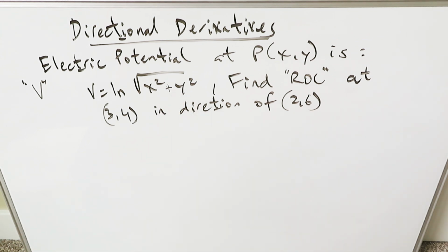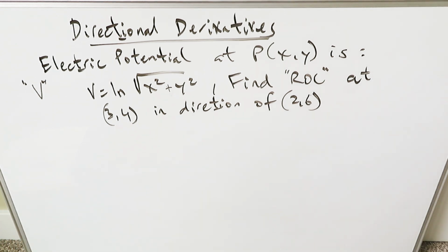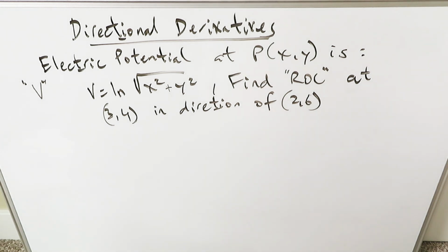We have to find the rate of change, which is in essence your directional derivative at a particular point (3, 4) in the direction of (2, 6). It is no different, other than it being disguised in terms of a physics problem. That's all it is.